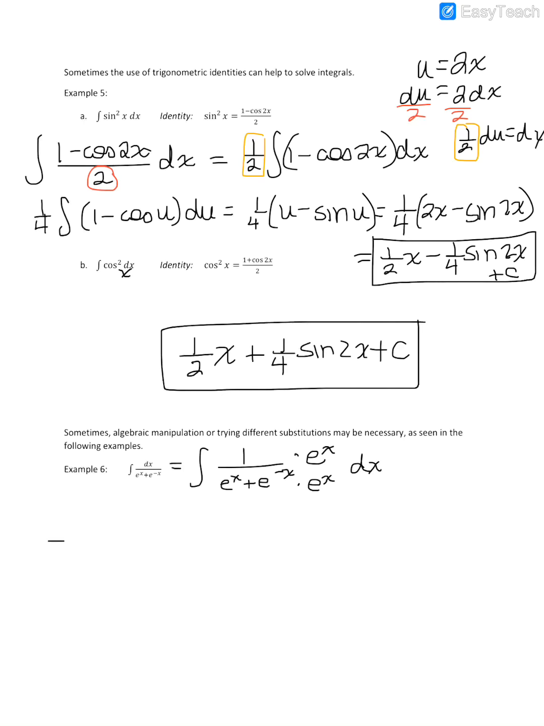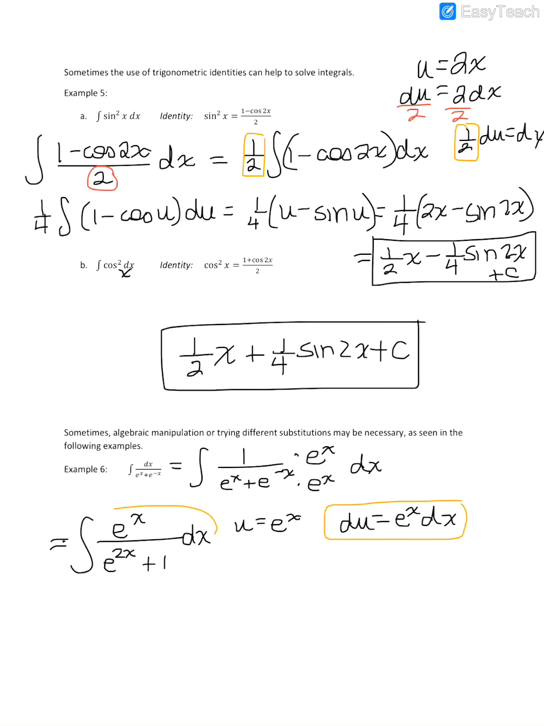Okay, so on the top we get e to the x. On the bottom we get e to the 2x plus 1. The reason that we did that is now it's just a little bit more obvious to me what I want my u to be. So I want my u to be e to the x, and my du is going to be e to the x dx. I know this is good because when I look here, that's right here.